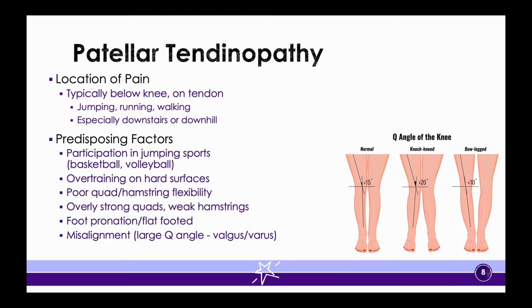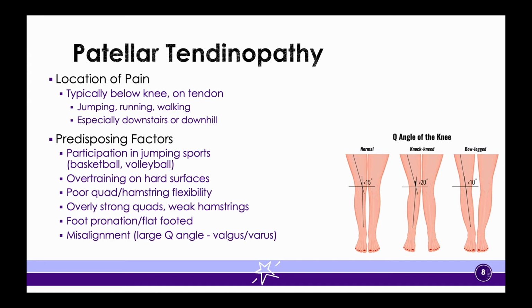As far as predisposing factors that we have, participation in a lot of those jumping sports like basketball and volleyball, where you're just putting a lot of stress on that patellar ligament and patellar tendon because of the contraction of the quadriceps. If you're overtraining on hard surfaces, that can often lead to injury as well. Or if you just have poor quad and hamstring flexibility, or if you have overly strong quads unbalanced by weak hamstrings, that can lead to issues as well, because it's everything that's happening around where those quadriceps are attaching to the bone itself.